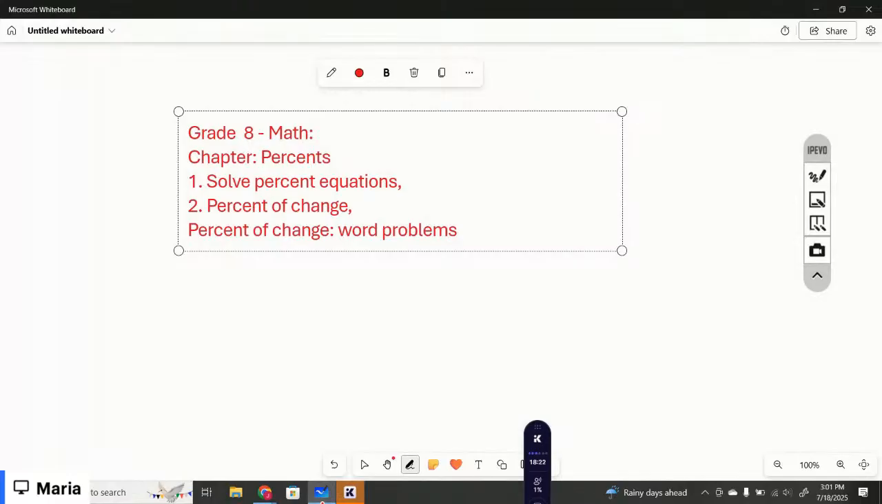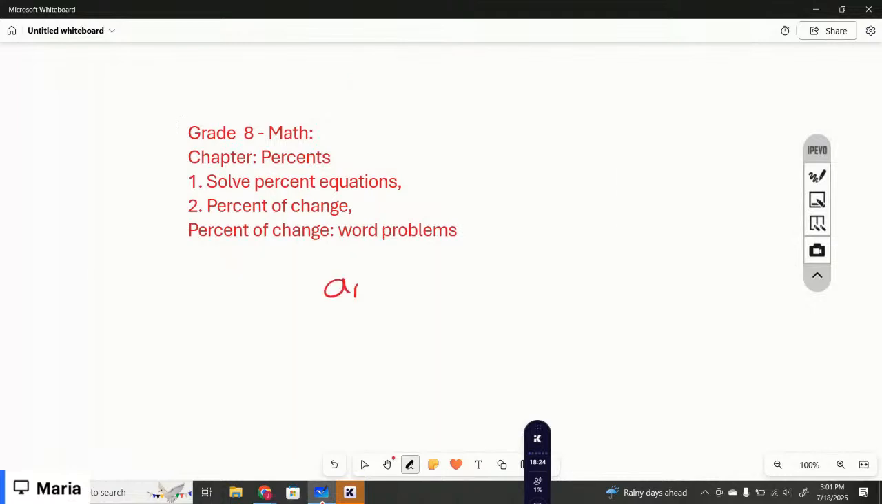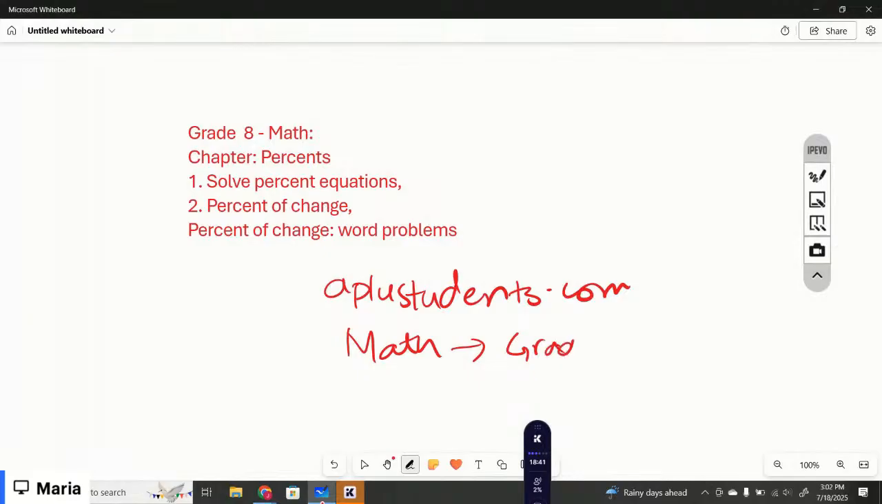We are here for grade 8 math. You can find all the lessons on aplusstudents.com. You have to log in there using your email address and password as provided by the administrator. Then you have to select math from the subject tab. Scroll down to grade 8 math and then click on view all lessons. There you can find the list of the chapters. We're going to start with the chapter percents.